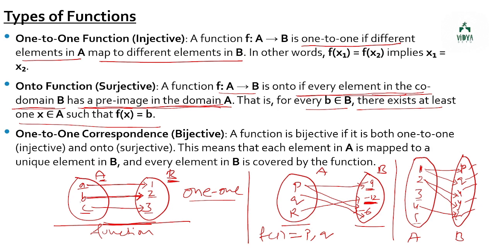Onto means every element of B should have at least one pre-image in A. Then we have in this B having at least one pre-image in A. That means this is 1 1 and onto. That means it is bijective. If you practice a few problems, you'll understand. I will make you practice. Don't worry. Okay.